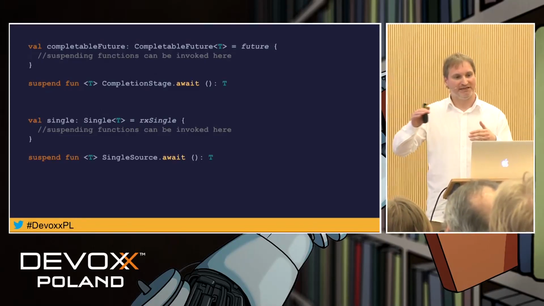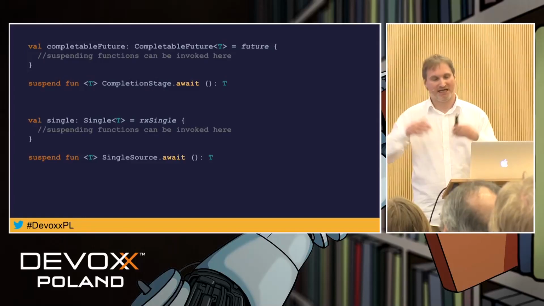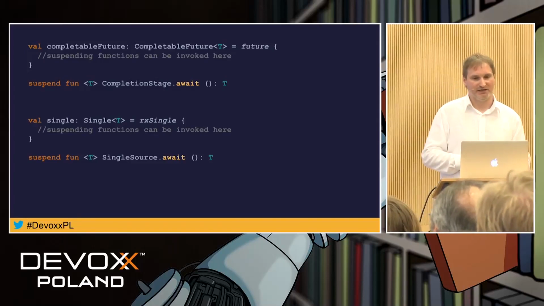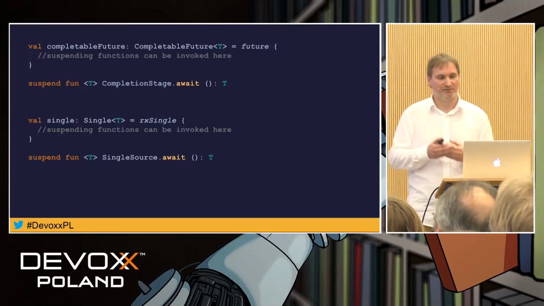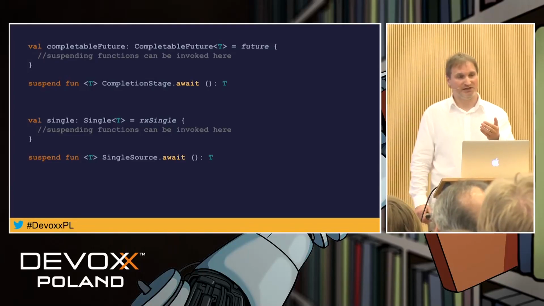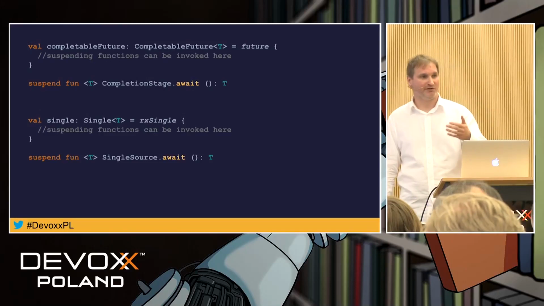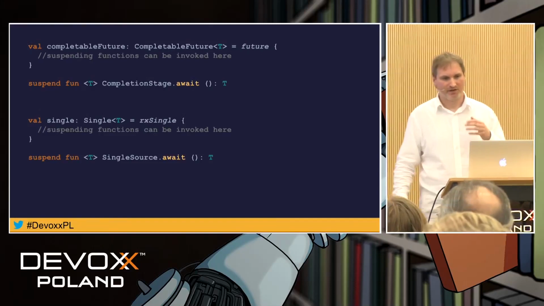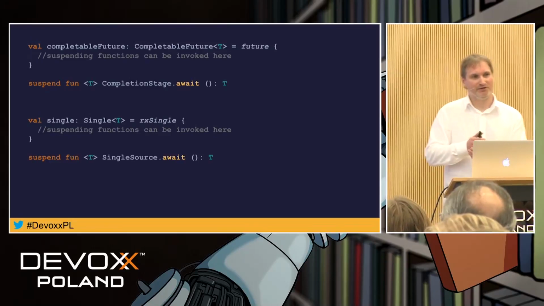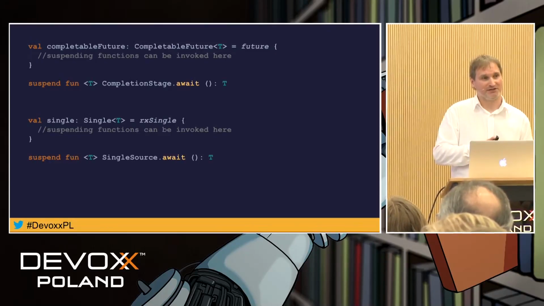But as a parameter, it takes a suspending lambda, just like every other coroutine builder. So you can simply use suspending functions in your future coroutine builder, and because it returns a CompletableFuture, you can use it in your application if it expects a CompletableFuture. And the other way around, there is an extension function called await.